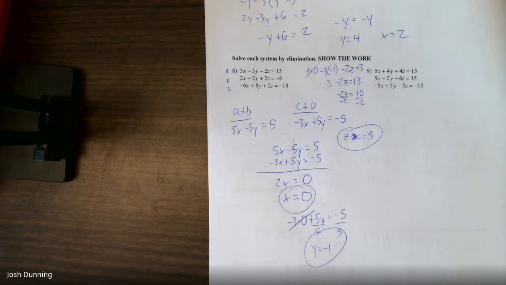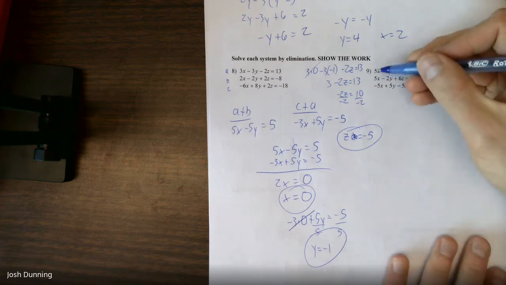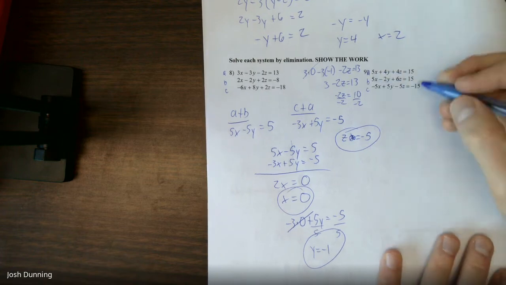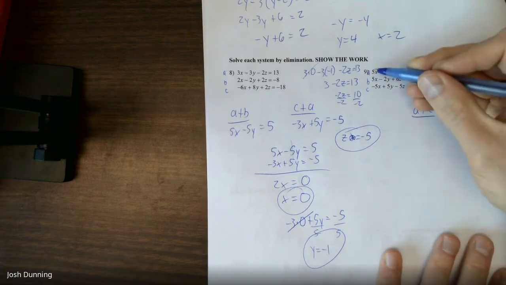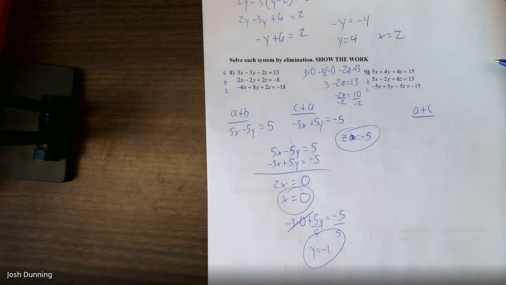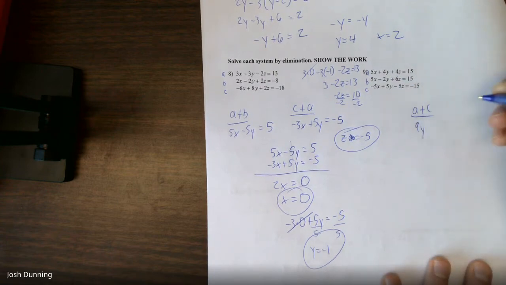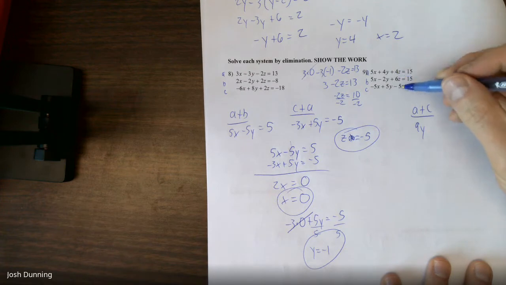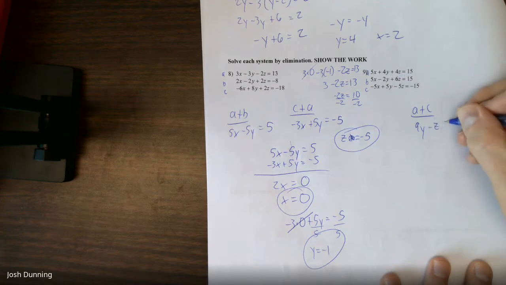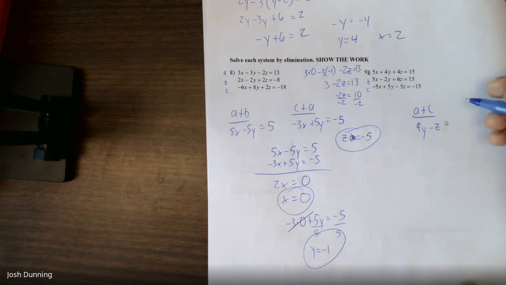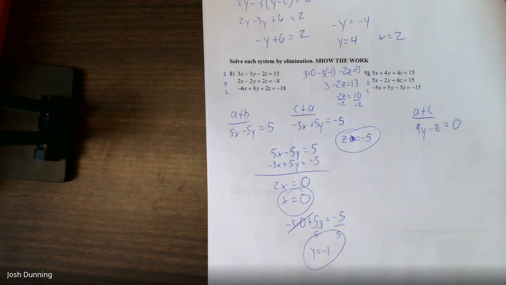Likewise on 9. Hey, the x's will cancel out. A, B, C. So I'll add A plus C first. 5 plus negative 5, that's gone. 4 plus 5, 9y. 4 minus 5, minus z. 15 minus 15 is 0.